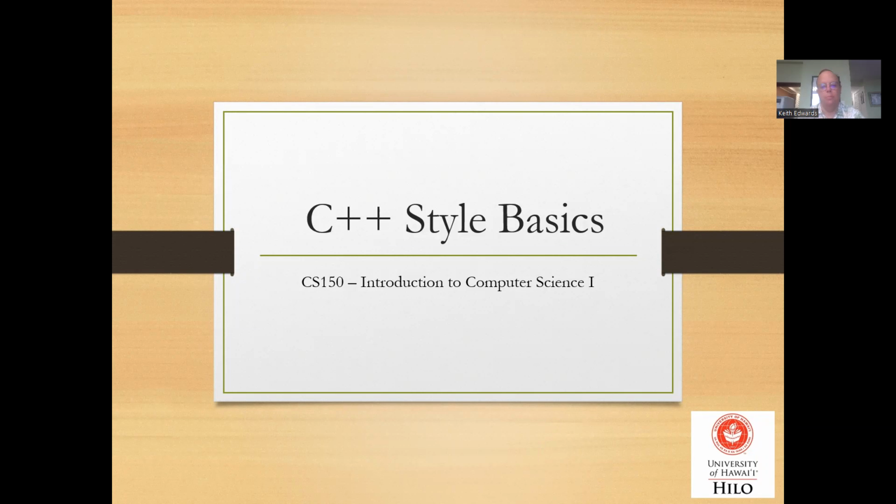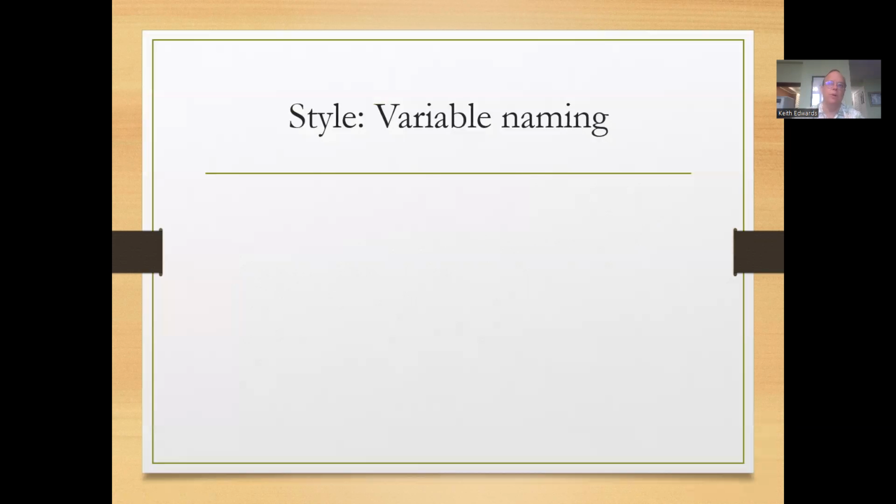Okay, so we're going to finish up module one with a little bit of detail on C++ style and how you can make your code more readable and more maintainable over the course of its lifetime. So one of the first things in regard to style and making code maintainable is to give meaningful names to the variables that are in your program.